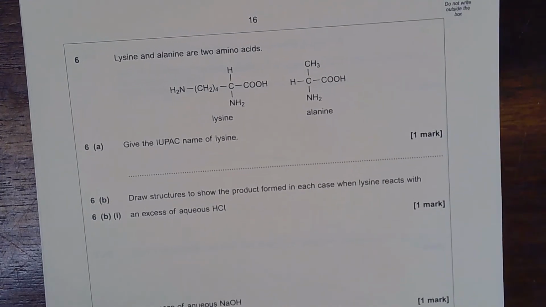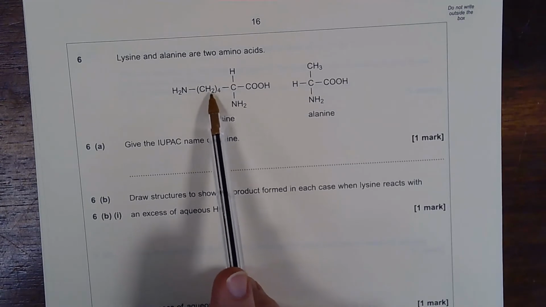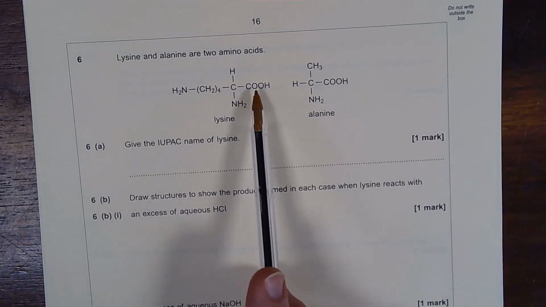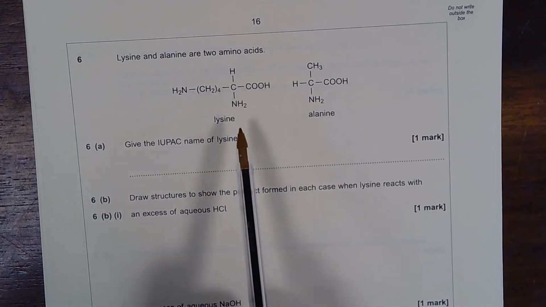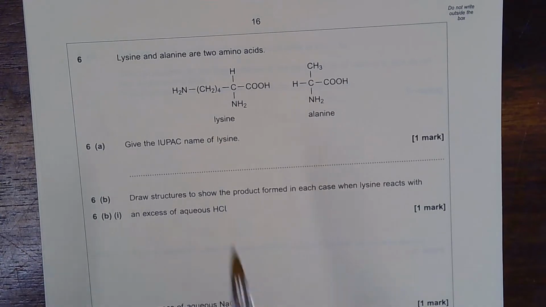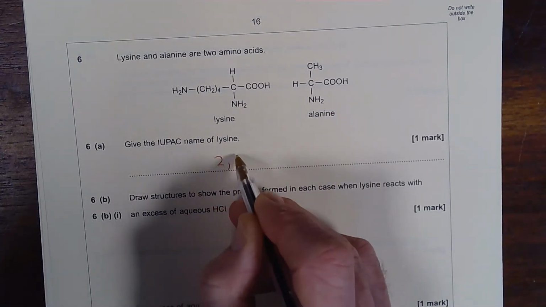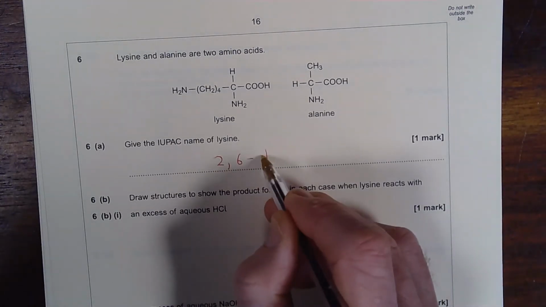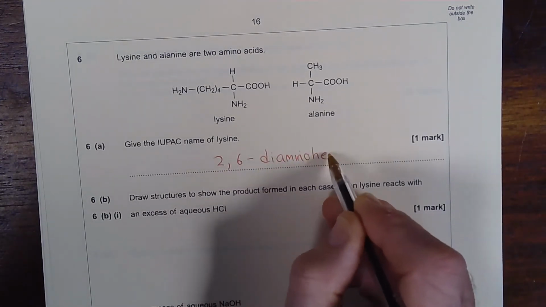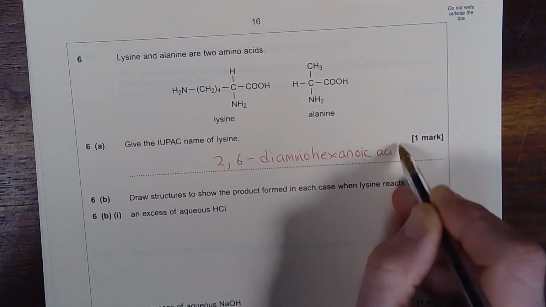The IUPAC name of lysine. Lysine has 6 carbons. It is a carboxylic acid, so it is hexanoic acid. And it has an amino group on carbon number 2 and also on the final carbon, carbon number 6. So it will be written 2,6-diaminohexanoic acid.